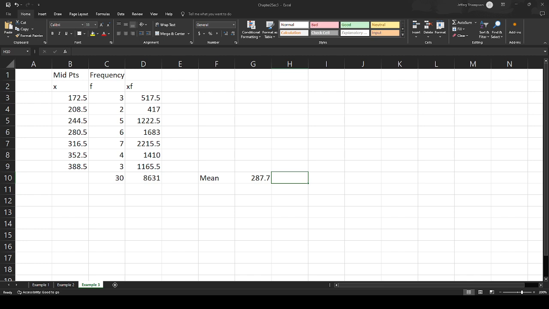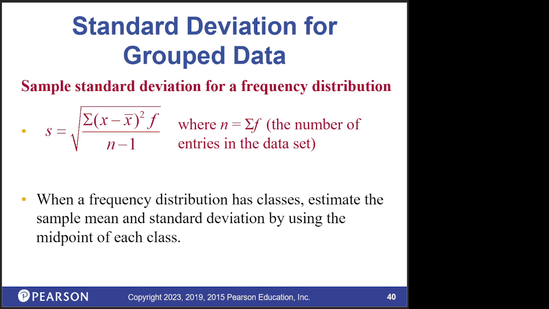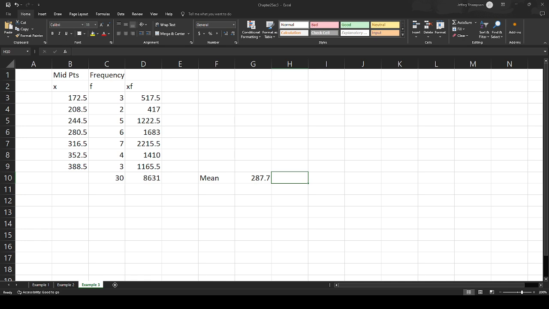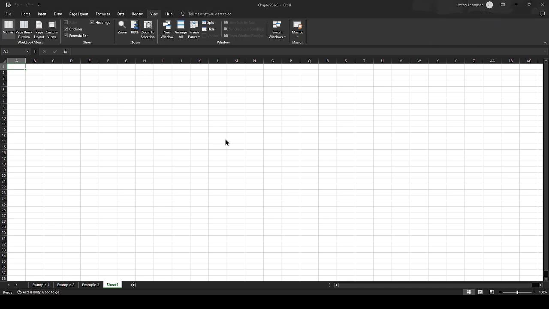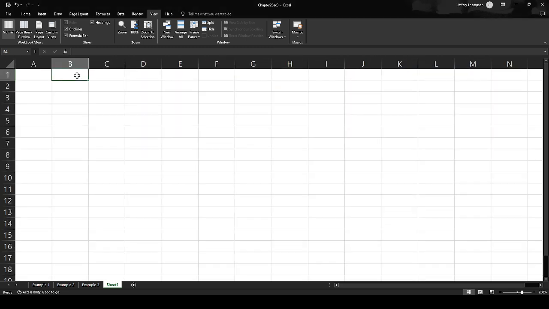So let's look at our formula. We want to take the sum of the deviation squared times the frequency, then divide it by n-1, and then take the square root. So we're going to turn that formula into a table again. We'll keep the frequency here, but I'm going to get rid of the x times f. To keep things nice and neat, I'm going to copy this and put it onto a new sheet, and paste it here.